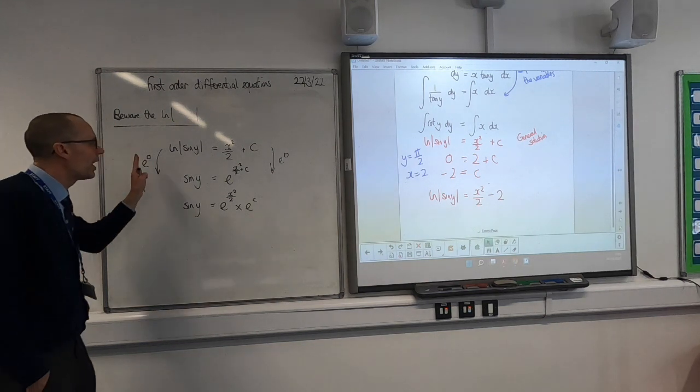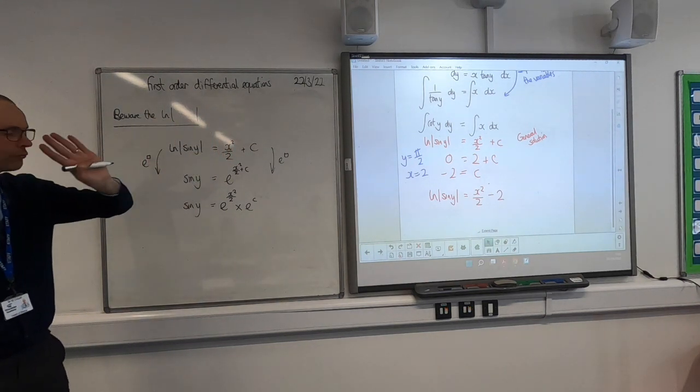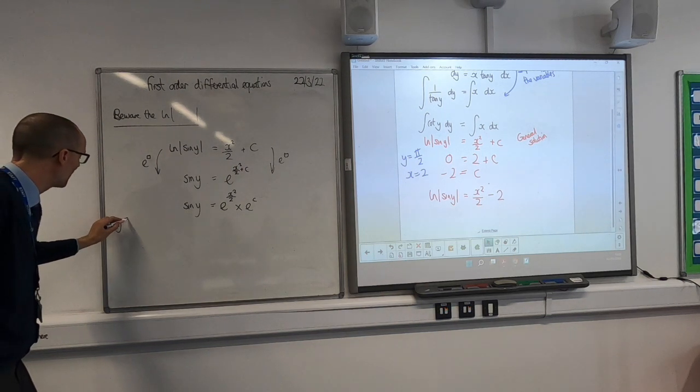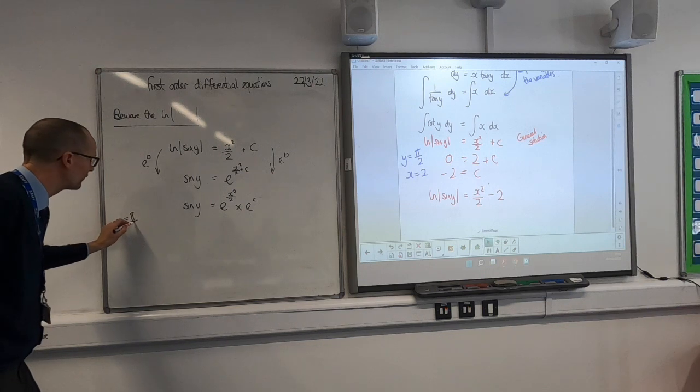Now, I've got no modulus signs. I've got rid of the ln. Let's now apply our boundary condition. Same boundary condition as before.